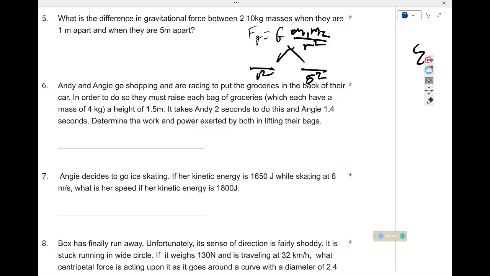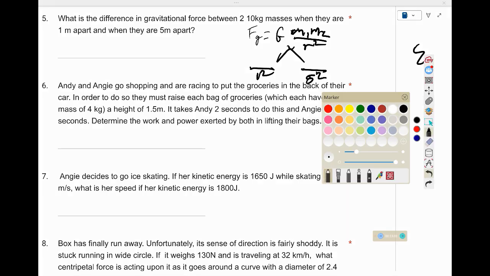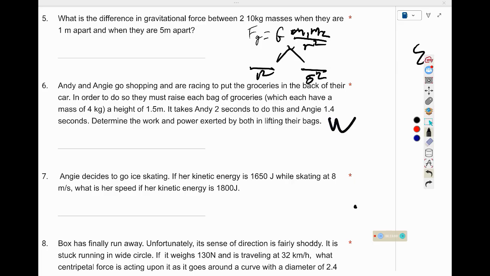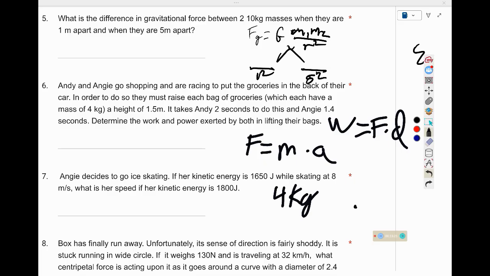Okay, so when we're looking at work, right, we know that work equals force times distance. Now, we're not given a force here, but we are given mass, right, which is important because we know that force equals mass times acceleration. Well, the mass here is 4 kilograms. The acceleration, remember when we're lifting things, the acceleration we have to hit is 9.81 meters per second squared.